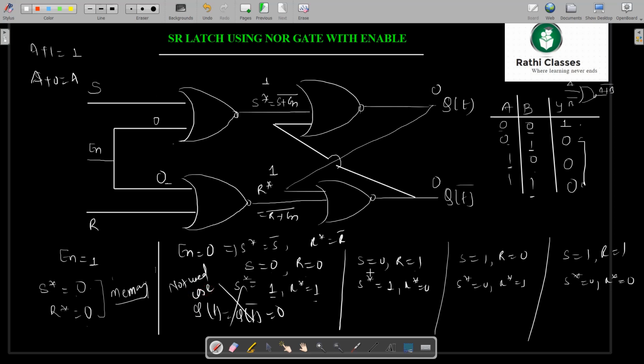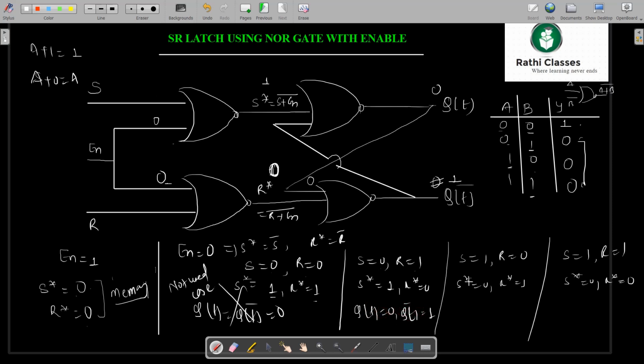Moving on to the second case, when S is equal to 0, R is equal to 1. As S star is S bar, it will be 1, and R star will be 0. If any one of the input is high, my output will be low. So the output of the first gate is 0, which is fed to the other gate, so 0 and 0, and the output would be equal to 1. So Q of T equals to 0 and Q of T bar equals to 1.